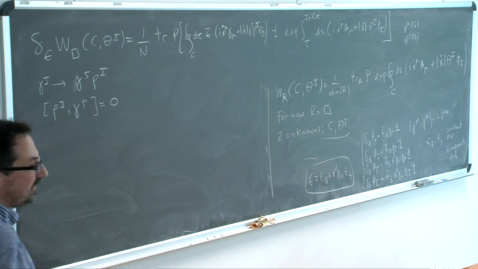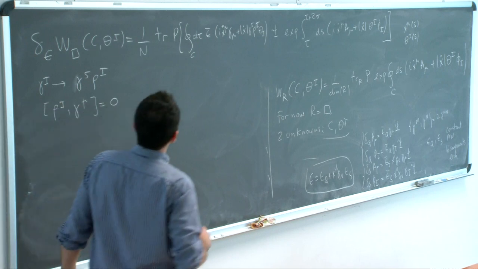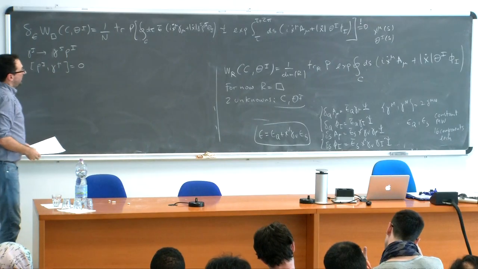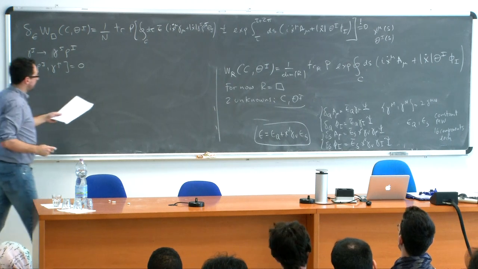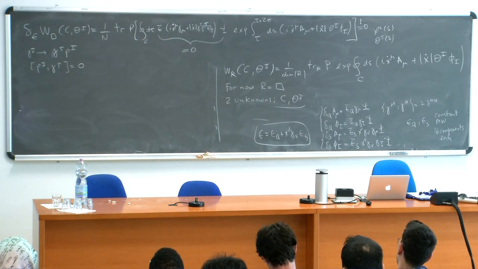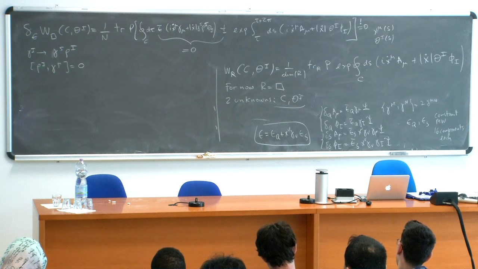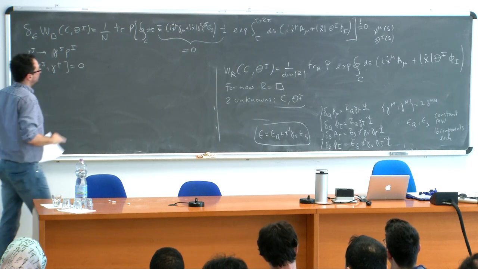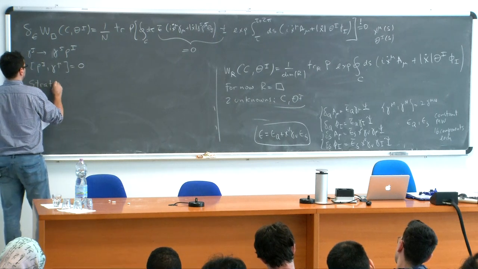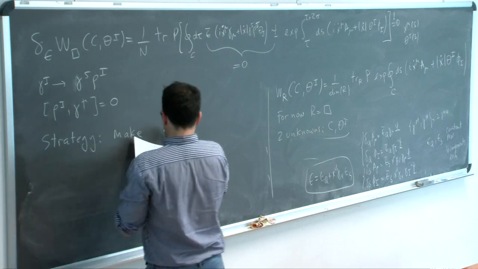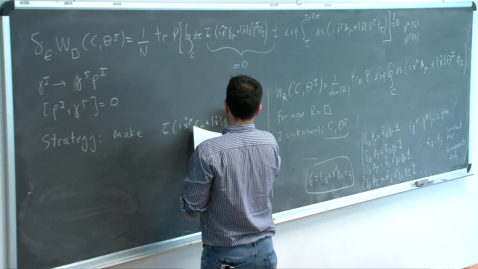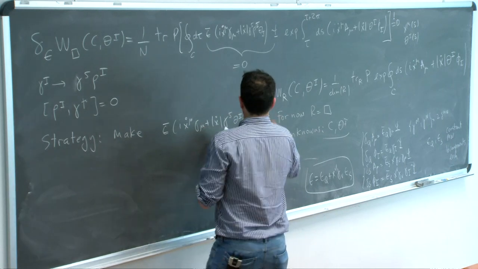Now the simplest strategy, and we want this to be 0, right? So in this particular example of N=4 super Yang-Mills, a strategy that works is just to require that this is 0. If this is 0, of course, the whole thing is 0. But in other theories, it doesn't work this way. In other theories, you have to do more complicated things, where things have to mix in a complicated way. But in this particular case, this is enough. So the strategy is to make this guy zero.